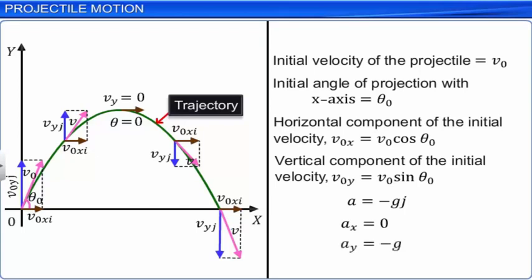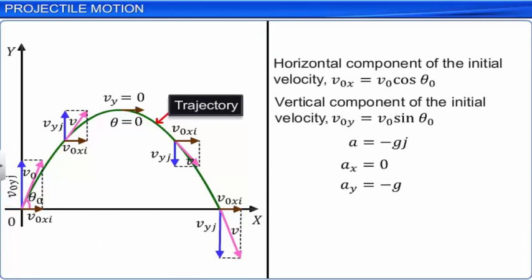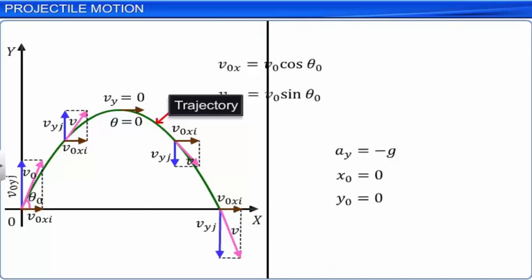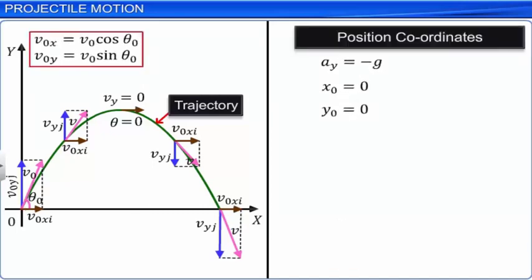Therefore, x0 and y0 is equal to 0. Now, let's find the position coordinates of the projectile at any time t. Consider the horizontal motion: x is equal to v0x into t. On substitution, we get x is equal to v0 cos theta 0 into t. Let this be equation 1.